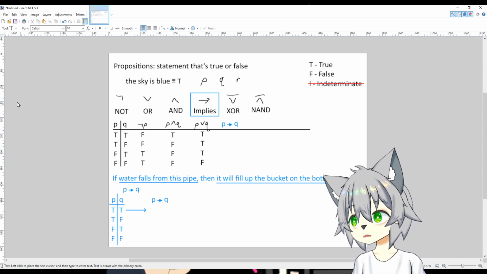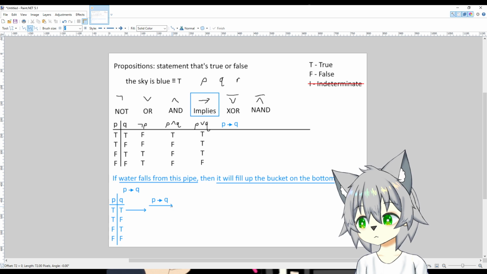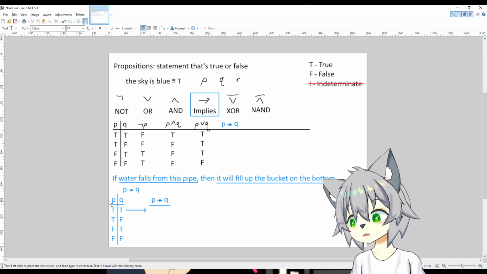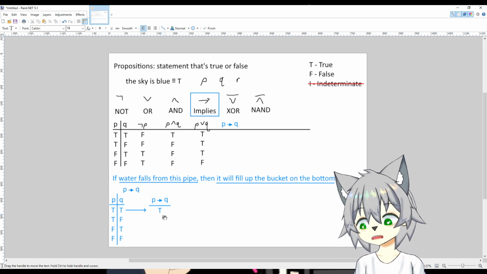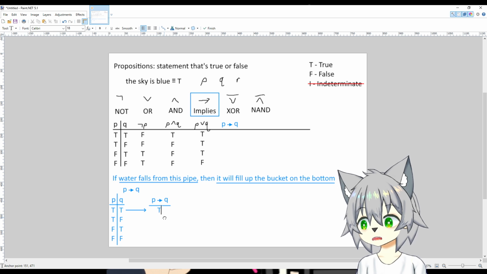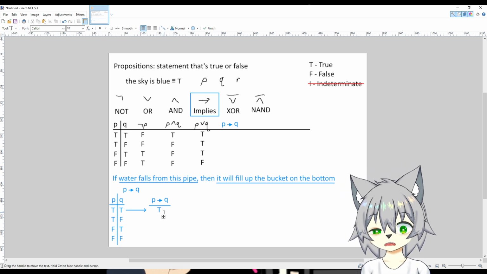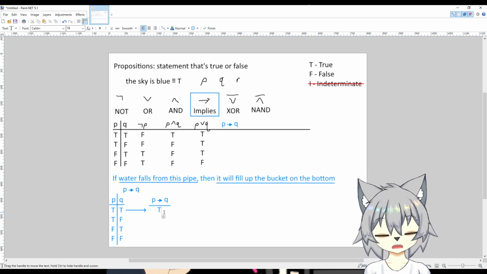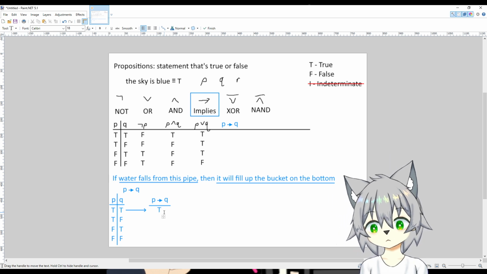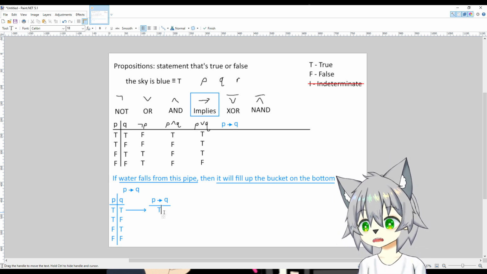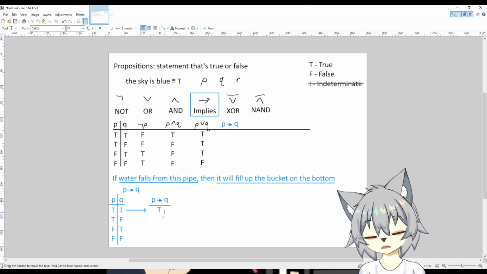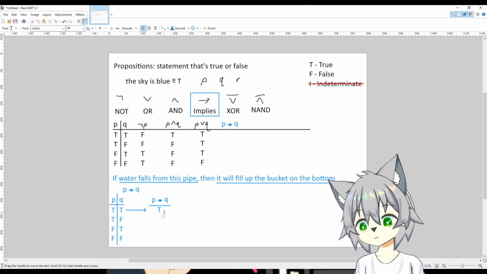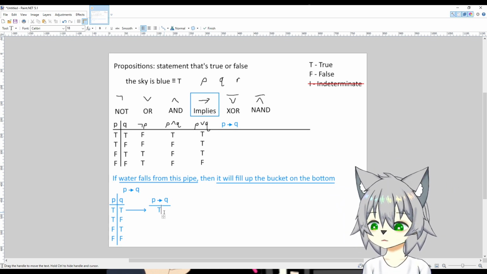We basically know that this entire statement is true because both things were true. If water falls from this pipe and the water filled up the bucket on the bottom, then yeah, this entire statement is true. If the water falls from the pipe, then naturally we would assume that it implies it is sufficient. It is enough for the bucket on the bottom to be full. So this entire statement can be true.